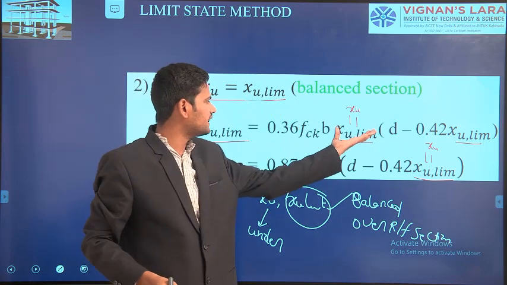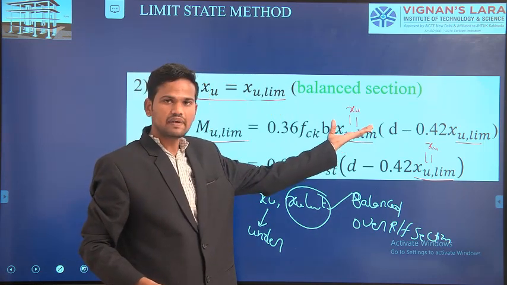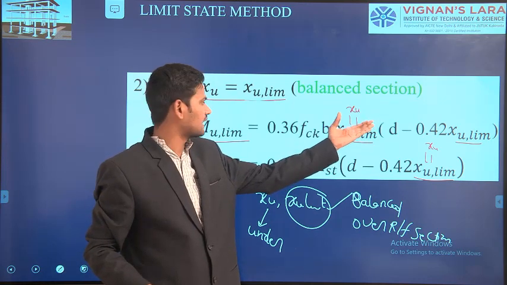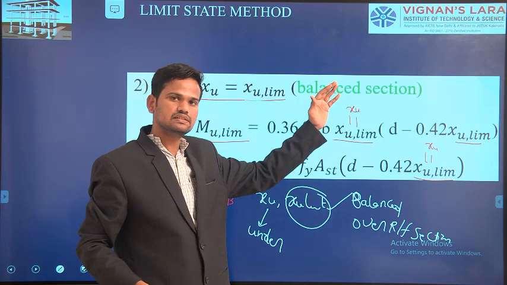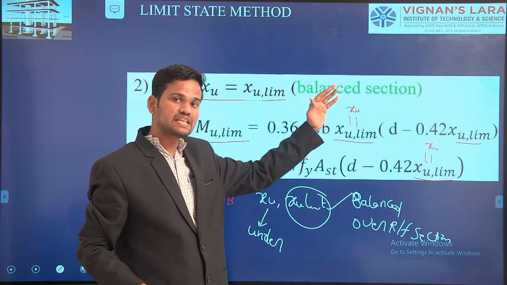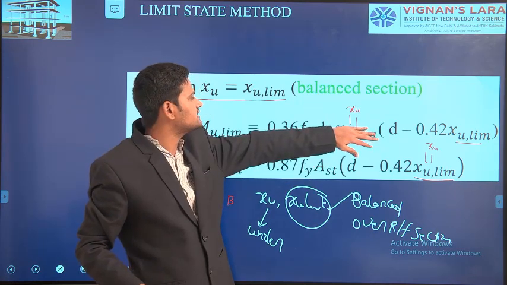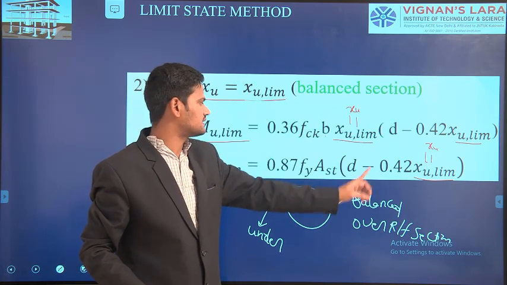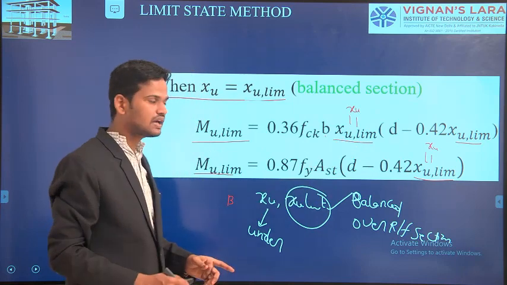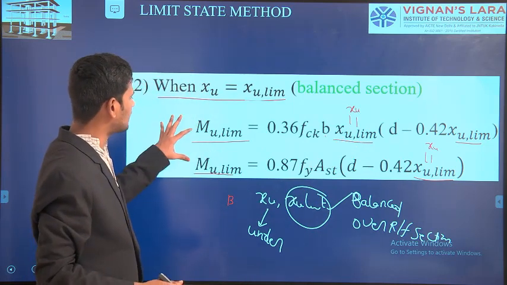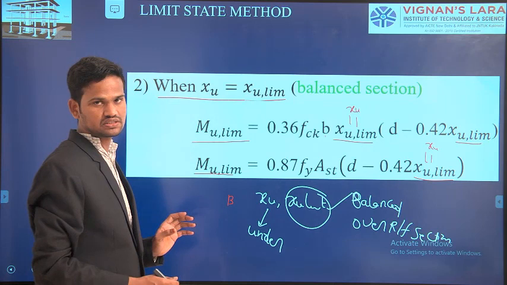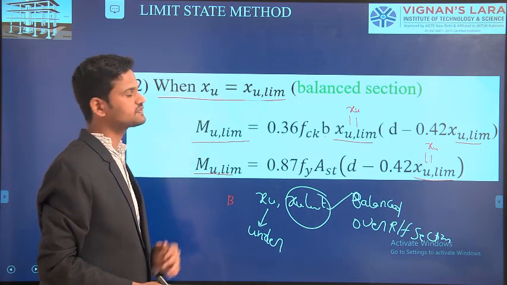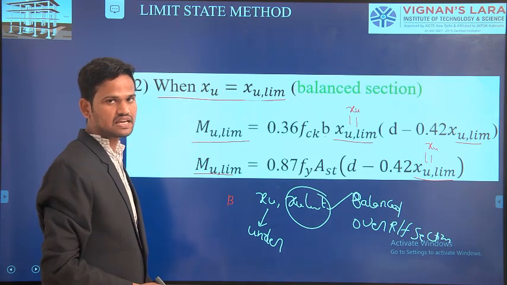Here I am taking this XU limit. For a balanced section, I am taking XU limit, that means the limiting depth of the neutral axis I am considering. Suppose this section is under reinforced, then I will take the actual depth of the neutral axis for the tension zone as well as for the compression zone. This is the limiting moment of resistance for the compression as well as tension when the section is in the balanced condition.